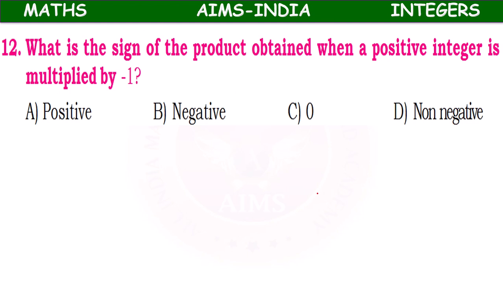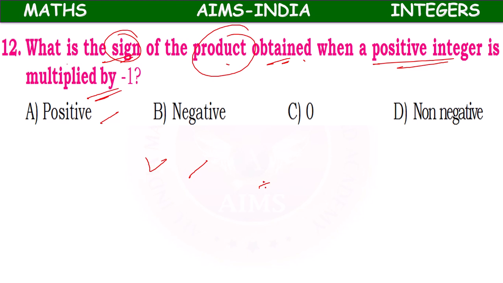12th question. What is the sign of the product obtained when a positive integer is multiplied by minus 1? When a positive integer like plus 3 is multiplied by minus 1, plus into minus, we get minus 3. So multiplication of unlike signs gives a negative integer. So the answer is negative, option B.